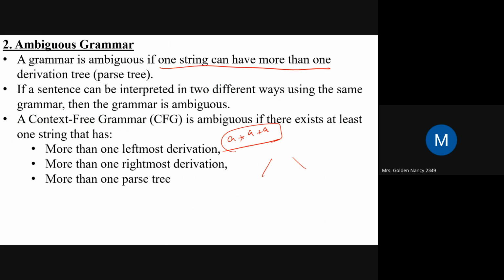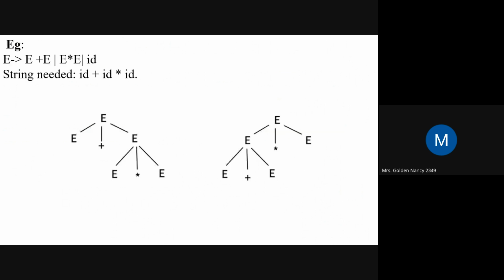The context-free grammar is ambiguous if there exists at least one string that has more than one leftmost derivation, or more than one rightmost derivation, or more than one parse tree. For example, this is the production that we have, and the string I have to produce is this one. It's a typical, classic example. We always have this example. So here I can generate this string by using leftmost derivation and rightmost derivation. So I can generate this string with two parse trees, then it is called ambiguous grammar.